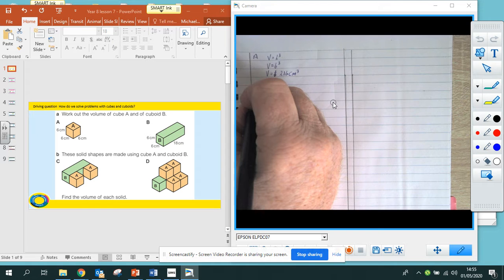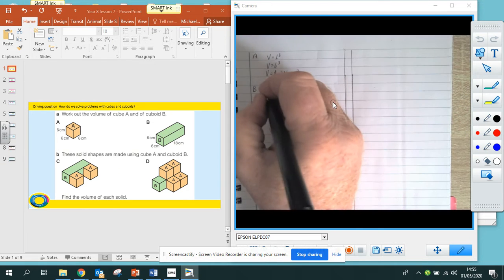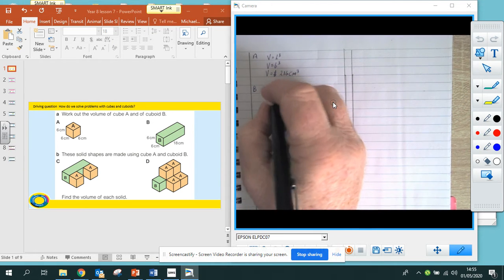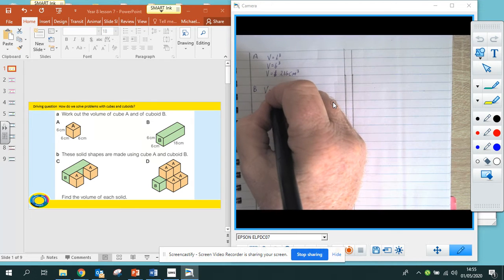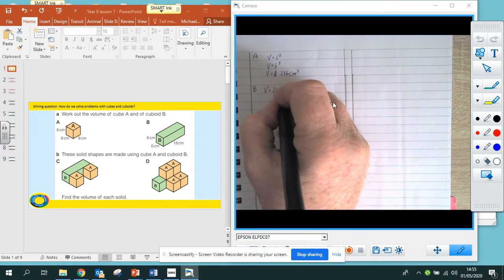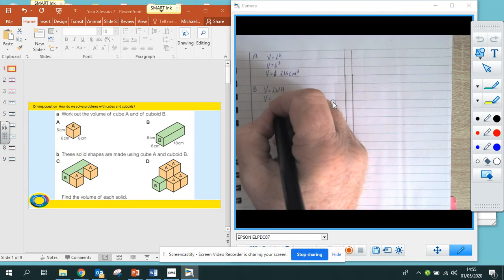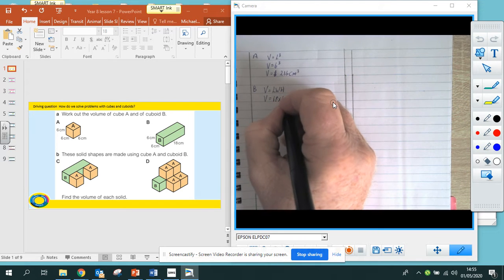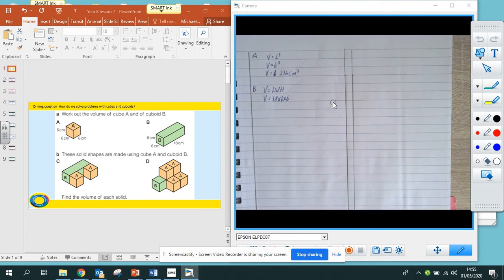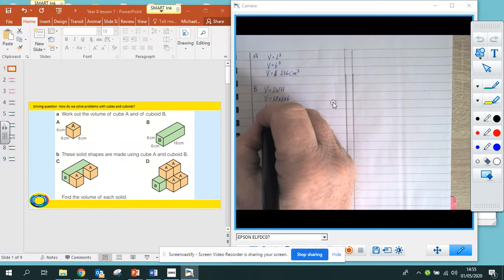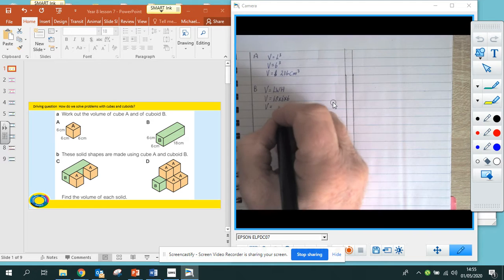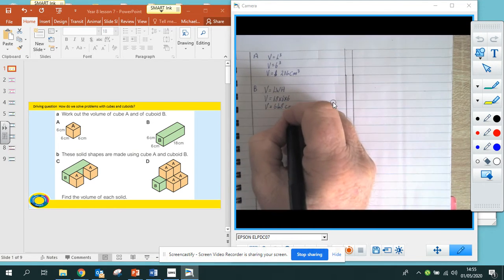Part B, the cuboid. The volume of a cuboid is length times width times height. So in this case, the volume is going to be 18 times 6 times 6. If you've written those three numbers in any other order, it doesn't matter. So the volume is 648 cubic centimeters.